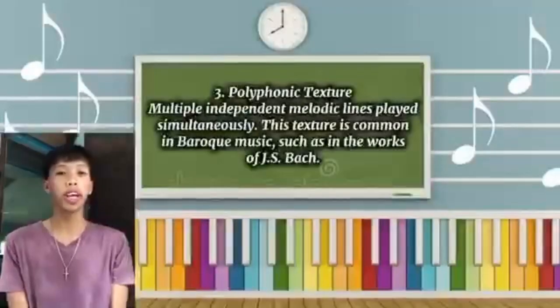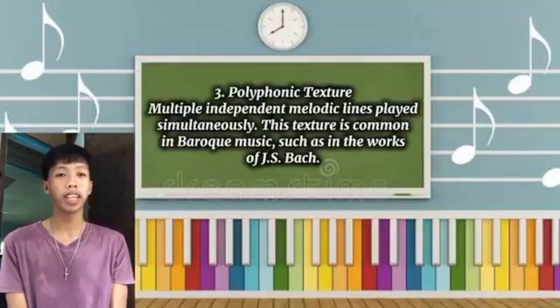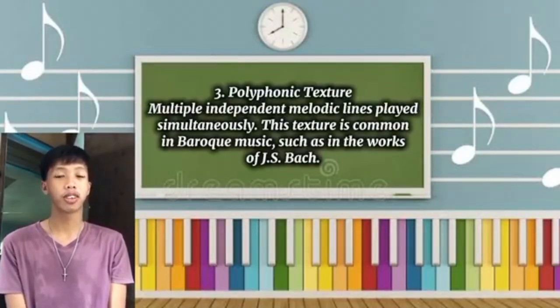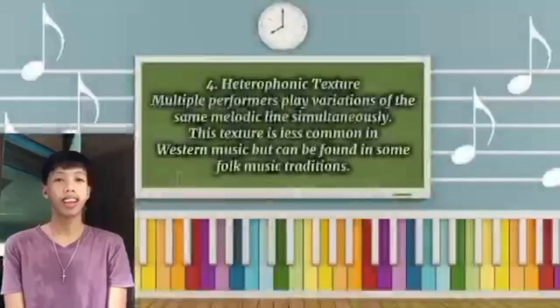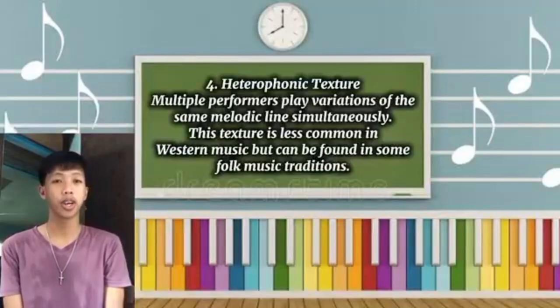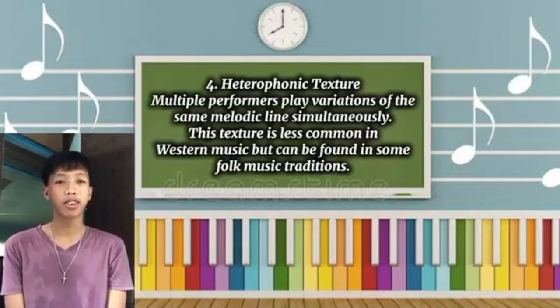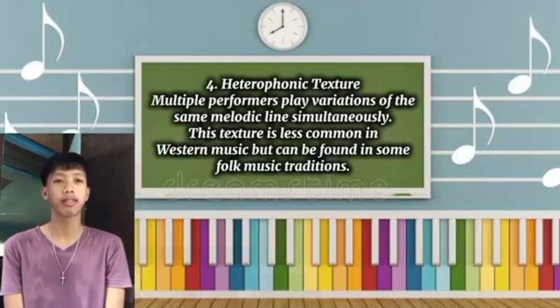Third, polyphonic texture, multiple independent melodic lines played simultaneously. This texture is common in Baroque music, such as in the works of J.S. Bach. Lastly, heterophonic texture. Multiple performers play variations of the same melodic line simultaneously. This texture is less common in Western music, but can be found in some folk music traditions.